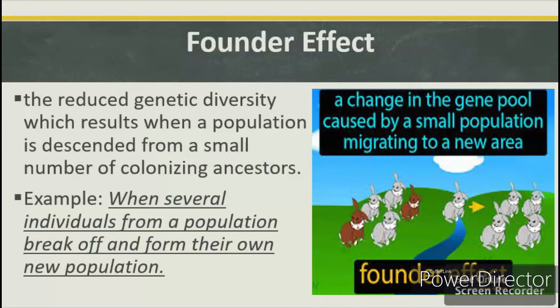As you can see in the picture here, it is a change in the gene pool caused by a small population migrating to a new area. So there are different groups of rabbits that live in that area, and one small population of it tries to migrate to another area. So that is what we call the founder effect. It means reduced genetic diversity, which results when a population is descended from a small number of colonizing ancestors. Another example is when several individuals from a population break off and form their own new population. That is what we call the founder effect.